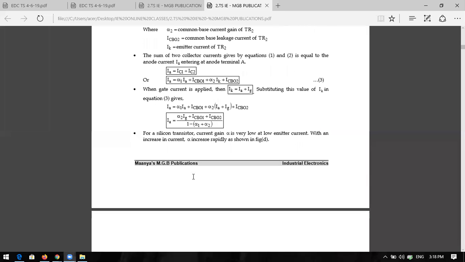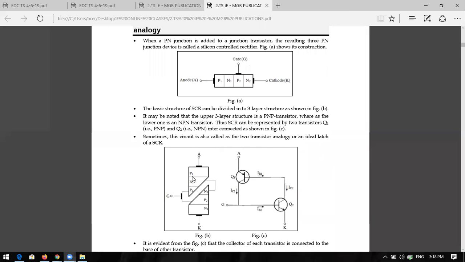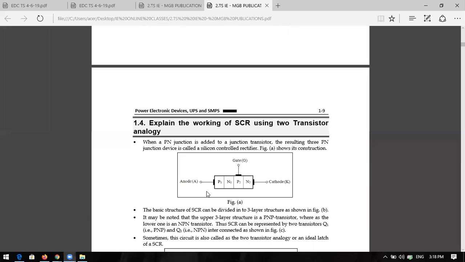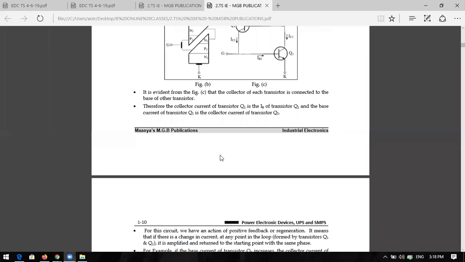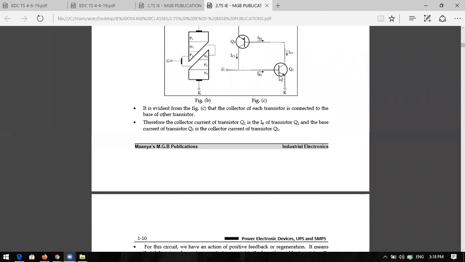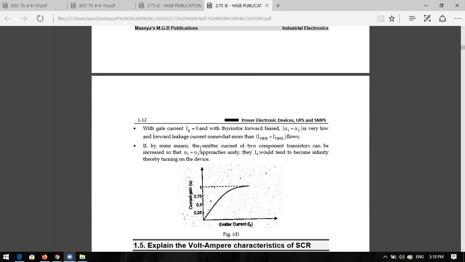It is not that important. Just remember, I have already explained how the two transistors can be analyzed as an on and off switch. Whenever a gate pulse is given, first transistor Q2 is on, so Q1 is also on, so it is an on switch, in saturation. If the gate current is 0, both are in cutoff, so it is an off switch. You can remember it like this, so there is no need of this much derivation.